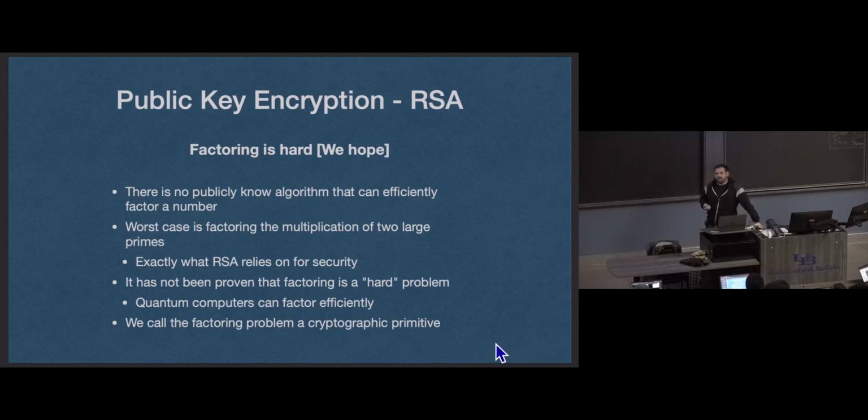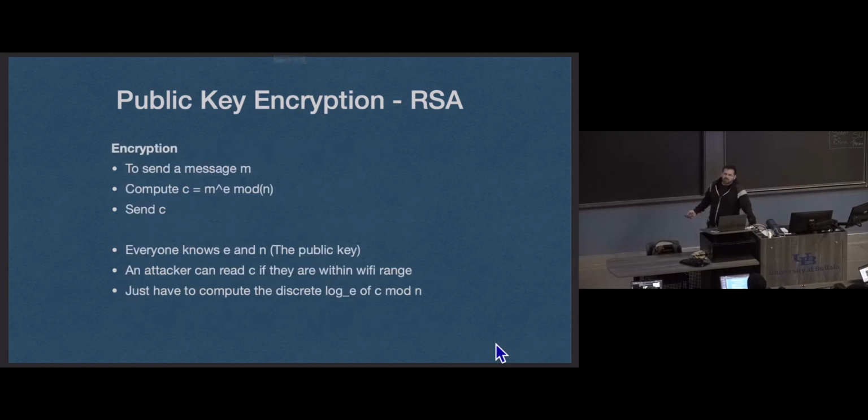There's no proofs that even NP hard problems are hard. We don't even know that. And factoring is easier. It's in the intersection of NP and co-NP, for those of you really interested. But we hope it's hard, or else RSA breaks.